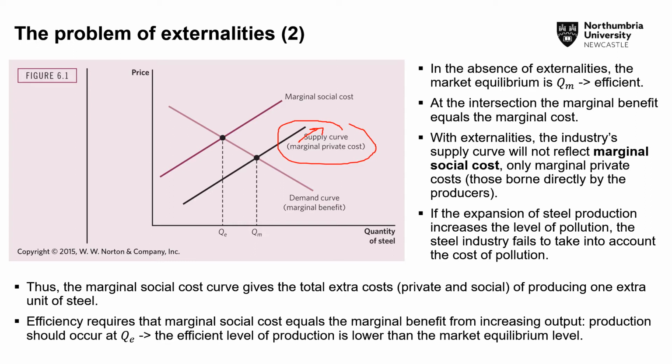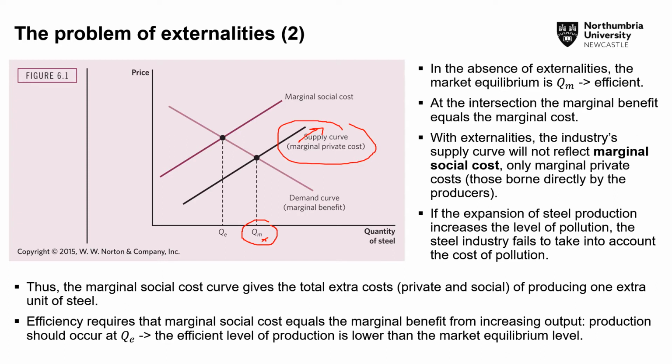Now, if this is the case, if we don't take into consideration pollution, and the presence of externalities in the form of pollution, the quantity that will be produced at that point is Q subscript M. It corresponds to this point here. So that is how much steel we would be producing.